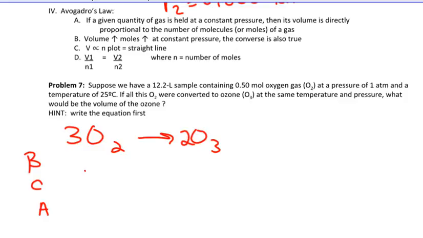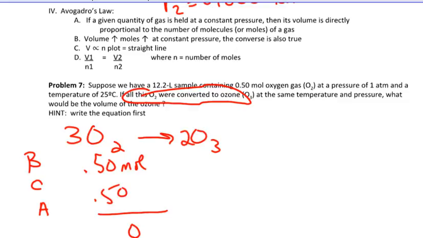So I start off with 0.5 moles of oxygen. What did the problem say? If all of this oxygen were converted to ozone, that means I have no more oxygen left. It was all converted into ozone. So 0.5 divided by 3 times 2 is 0.33. So what does that 0.33 represent? It's the moles of ozone.